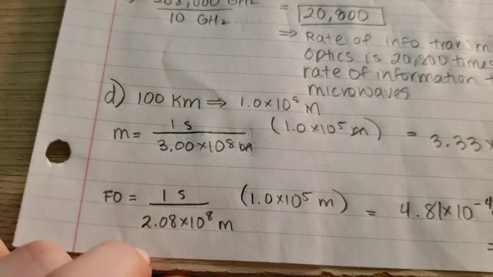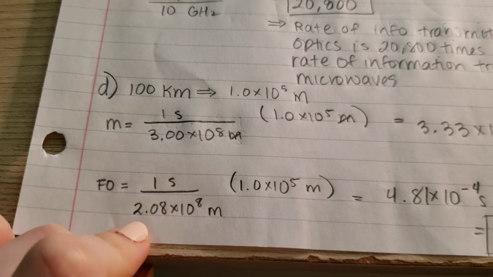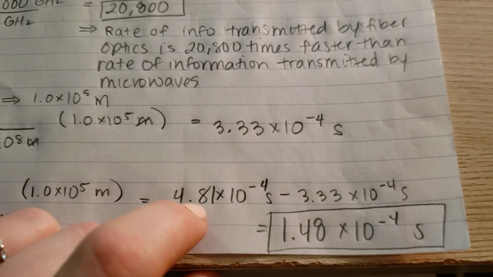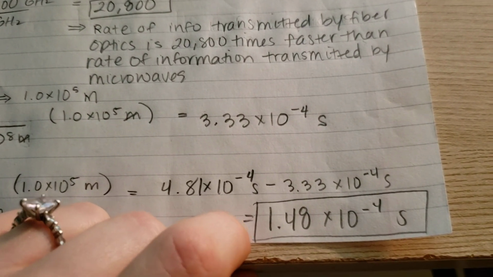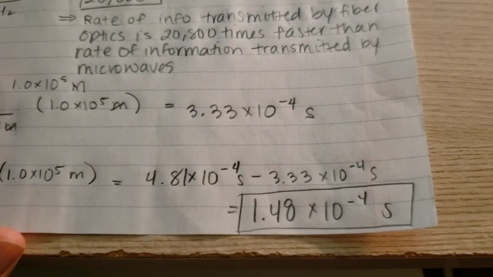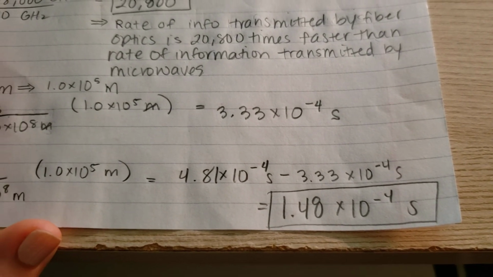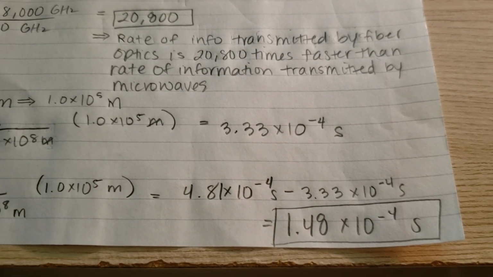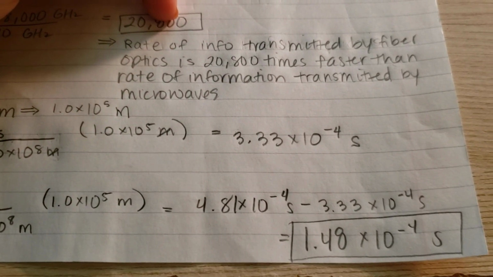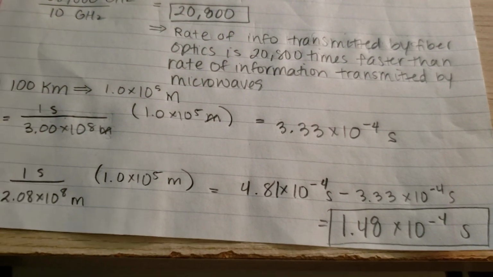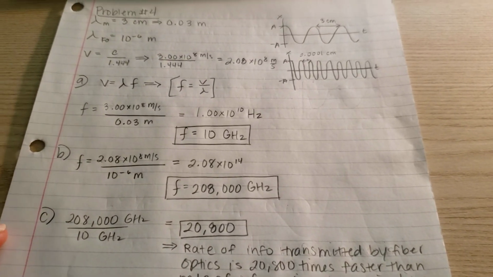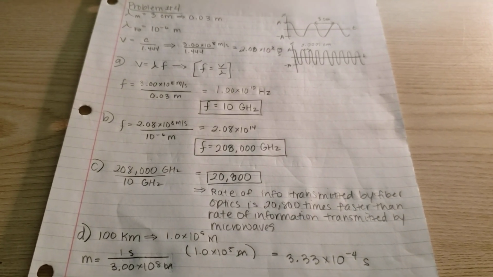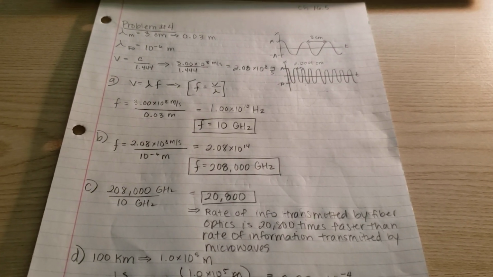And then doing the same thing for the fiber optics, except using its speed, we get 4.81 times 10 to the negative 4 seconds. So just a little bit slower. And that difference is 1.48 times 10 to the negative 4 seconds. So it's going to take the fiber optics that much longer to go 100 kilometers than the microwaves. And this all ties into what we're learning in chapter 16.5 about electromagnetic waves and microwaves.